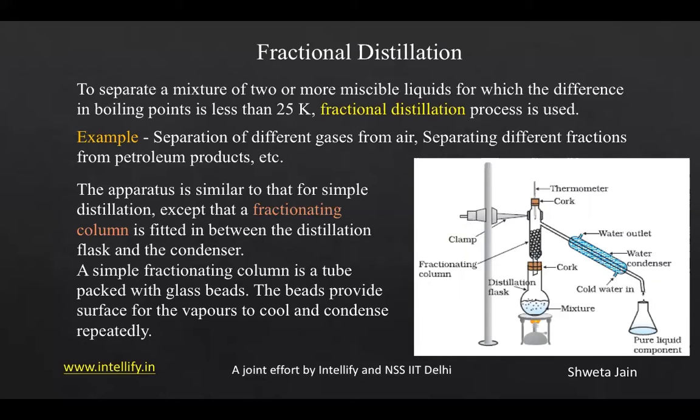So in the picture we can see a distillation flask which is filled with the mixture. On top of the distillation flask is a fractionating column which is clamped on a stand. In the fractionating column, a thermometer is fitted in the cork. Then on the side is a water condenser with cold water inlet and water outlet. And at the end of the water condenser is a conical flask where the vapors cool down and get collected.